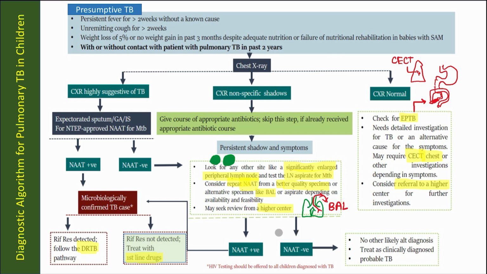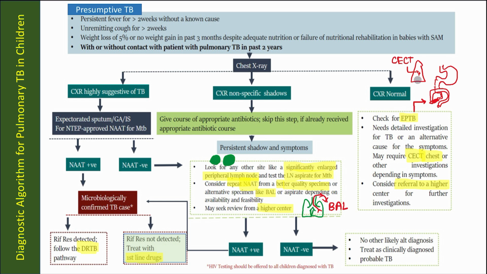And in this case, if the NAT is negative but your chest X-ray is still highly suggestive and also the clinical features, we consider it as a clinically diagnosed probable TB. Okay. In the second case scenario, your chest X-ray could be non-specific, that is, a non-specific shadow could be present. So what you should do, you should give appropriate antibiotics for 7 to 10 days, and after that you need to reassess this patient. Okay.